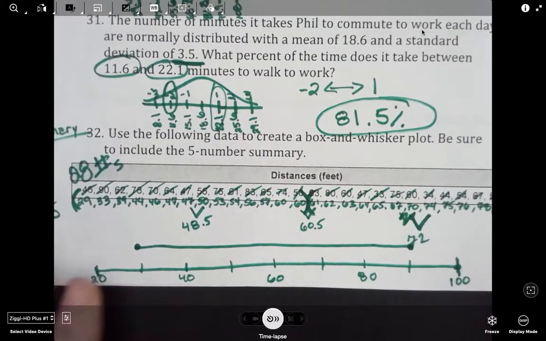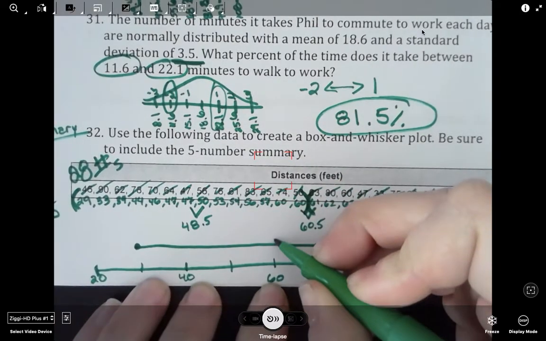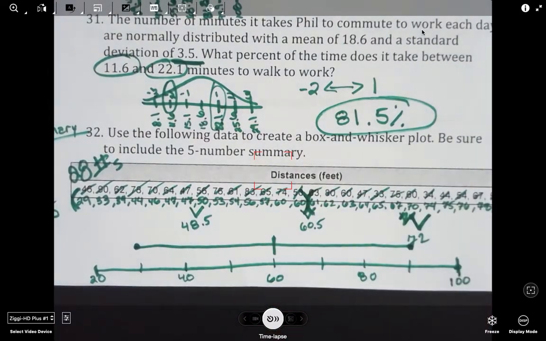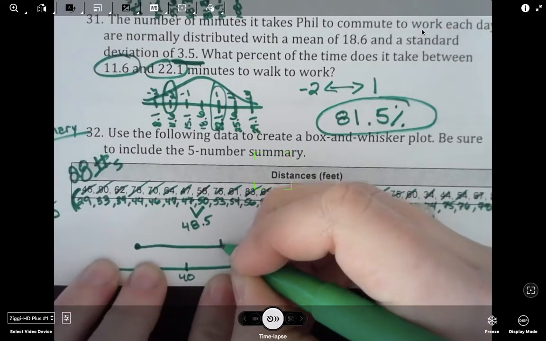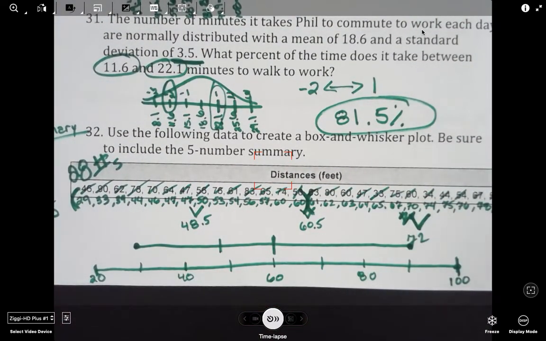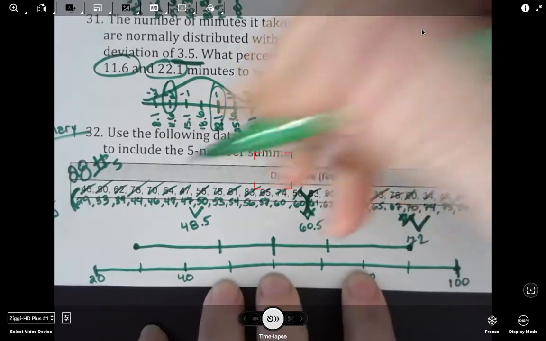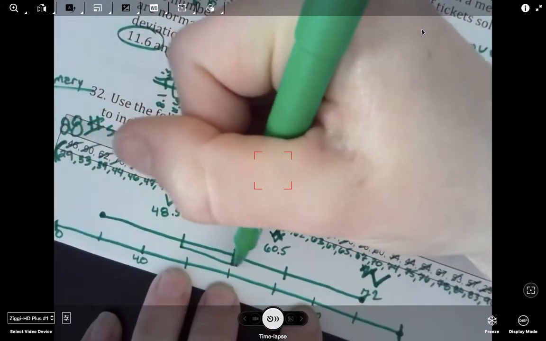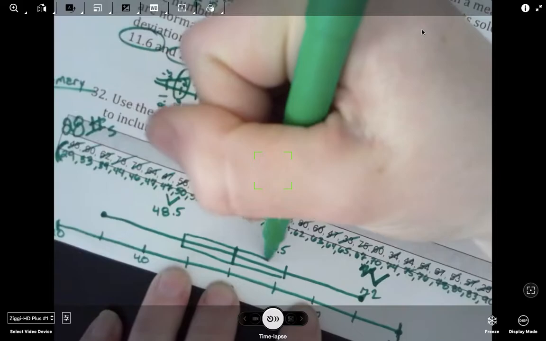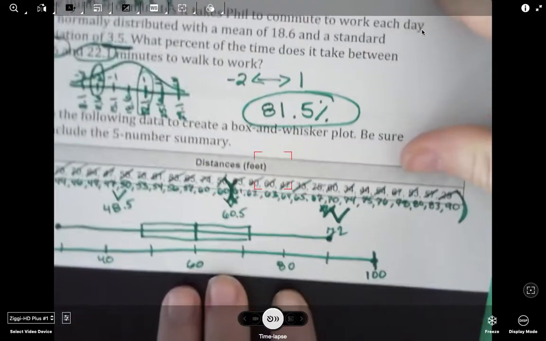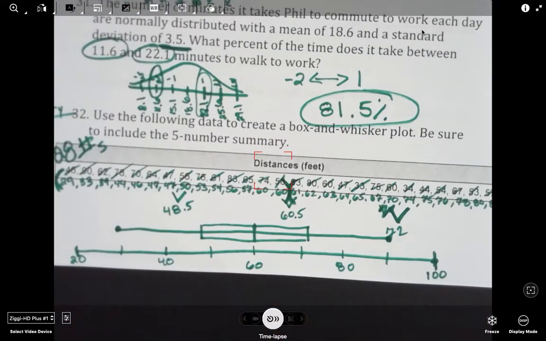My median is 60.5, so just about right there. My Q1 is 48.5, so about there. My Q3 is 72, so just about right there. And look at this beautiful box and whisker plot. What type of distribution is that? It's pretty symmetric. It's pretty well the same on both sides.